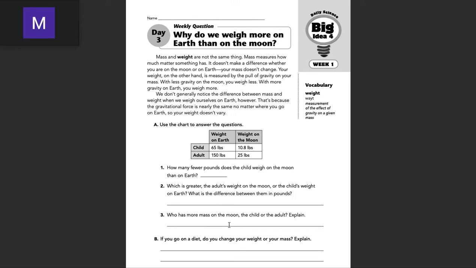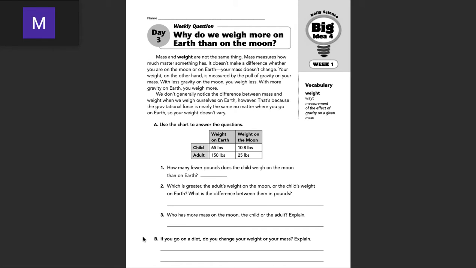Number 3, who has more mass on the moon, the child or the adult? Explain. If we're comparing weight, which is different than mass, we know the adult weighs more, whether it's on Earth or on the moon. The more mass, obviously the adult, because they would have more mass in general. Hopefully we could expect a 30-year-old adult to be more massive than an 8-year-old child on average, so you should have the adult because they have more mass in general.